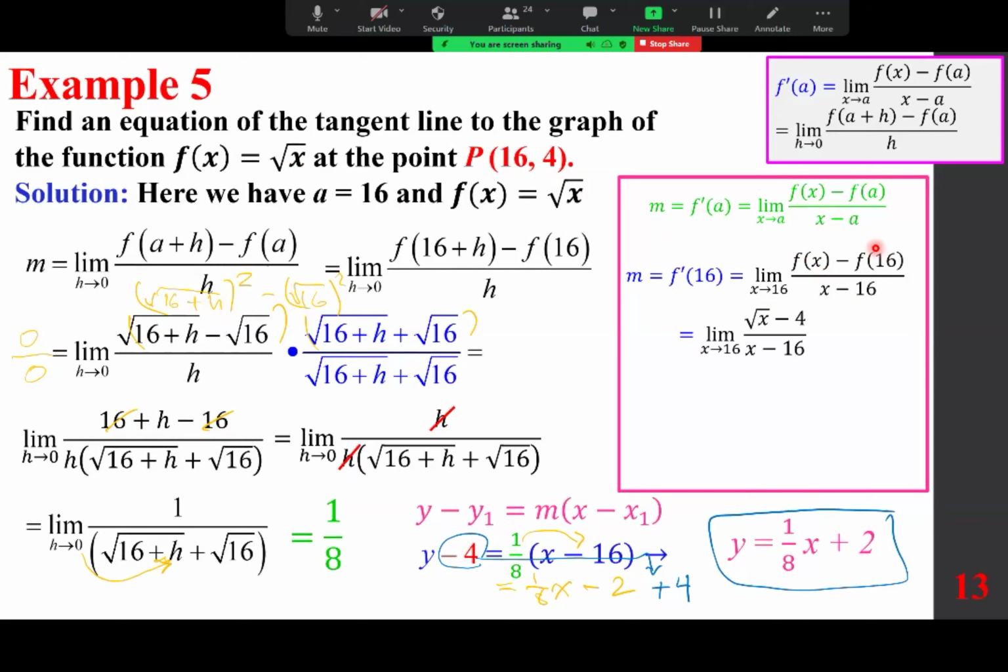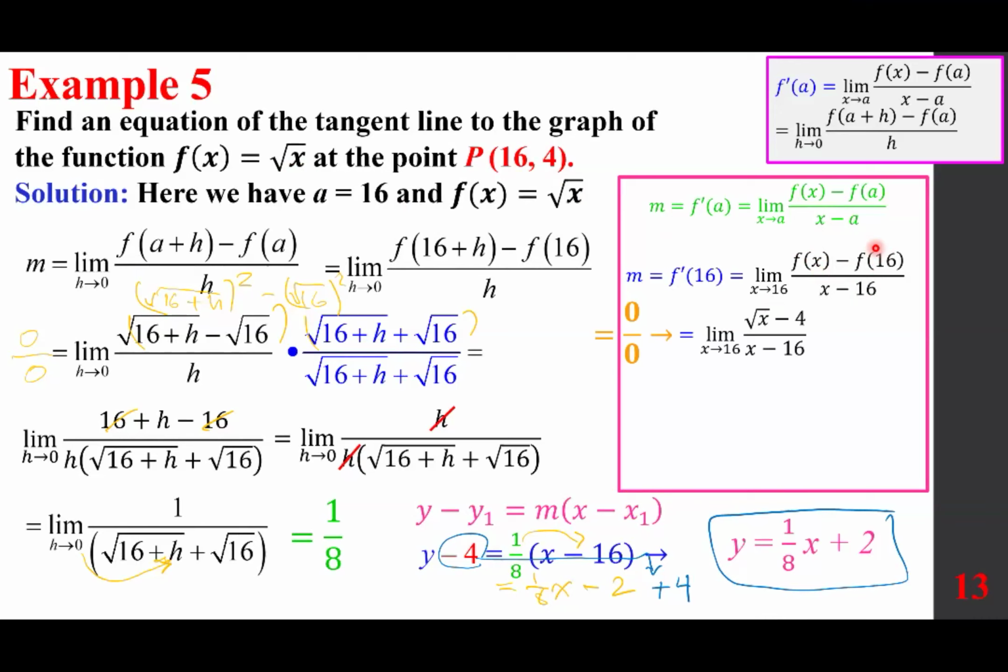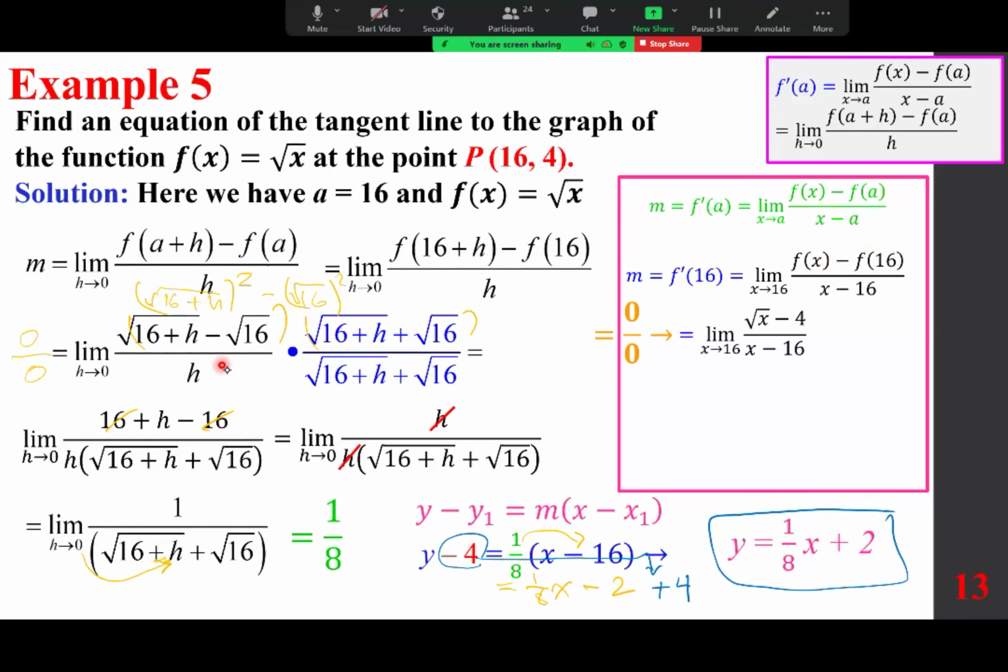And please understand, if you plug in, you do get 0 over 0, as we did here, okay? So the technique is the same technique. Multiply by the conjugate of the numerator, which is square root of x plus 4. And when you do that, this gets squared up, comes out, and this gets squared up, becomes 16. So x minus 16. And remember, in the numerator, we do that, but in the denominator, we don't do anything. We keep it as a product.